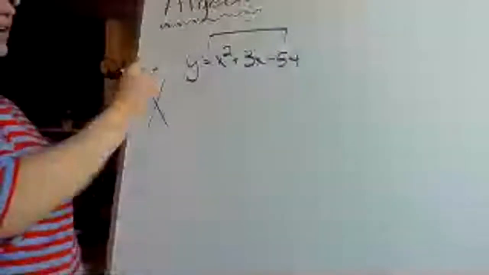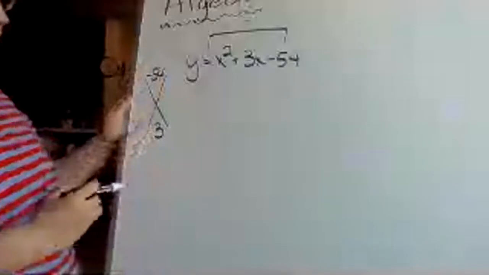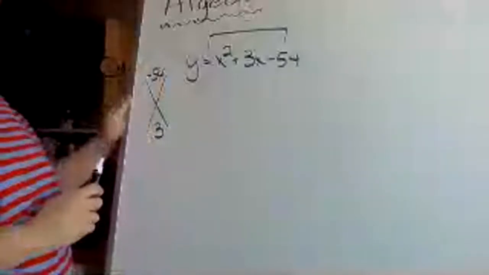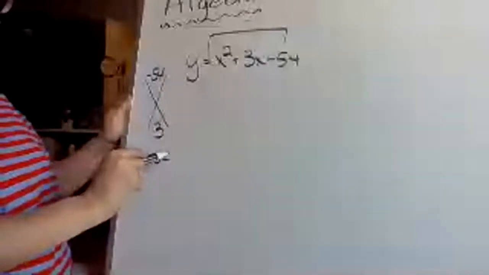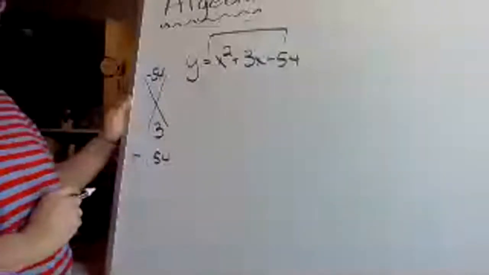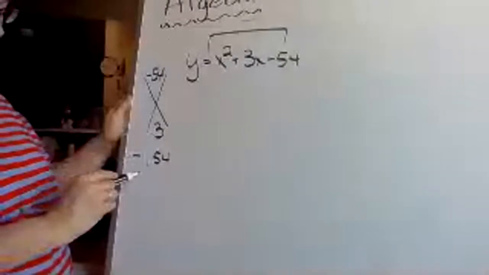Okay, so what are the factors? I multiply 1 and negative 54 together, and I get negative 54. And they have to add up to 3. So negative 1 and positive 54. Will that add up to get a positive number, which we want? Yes. So the negative is going to be on the smaller number.